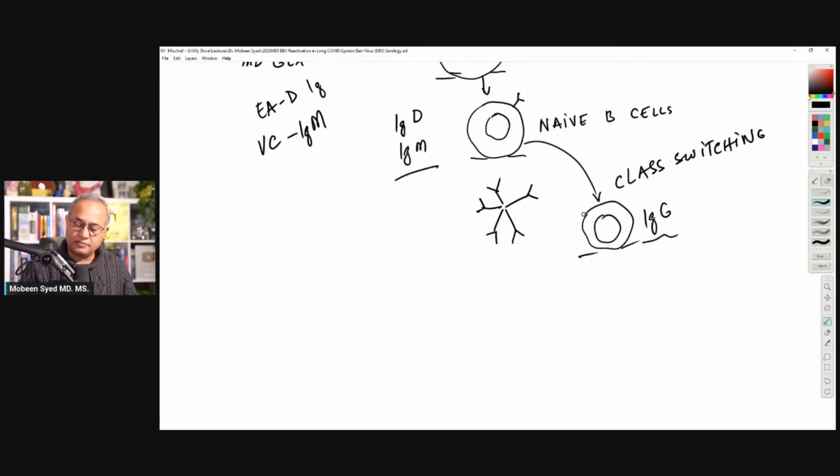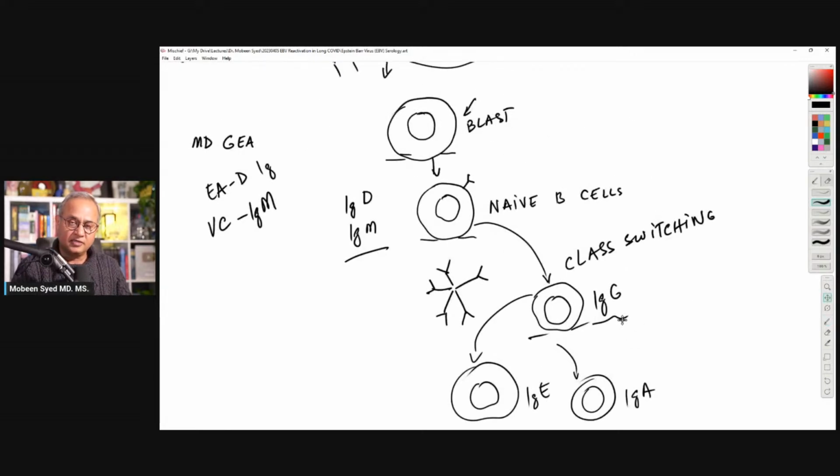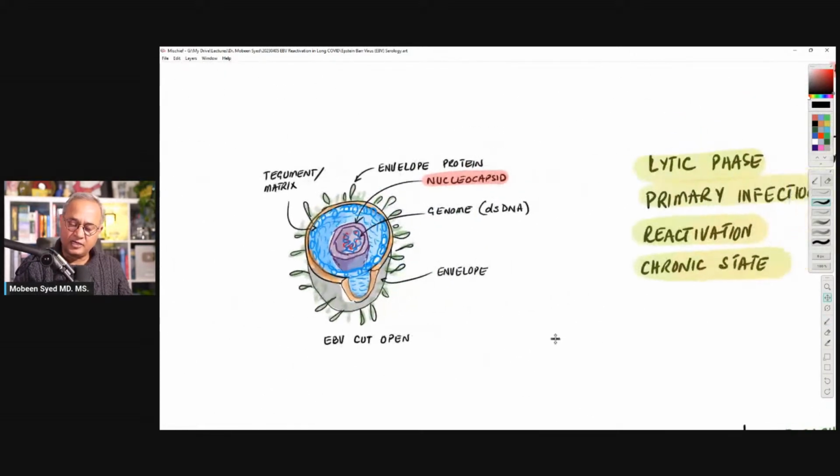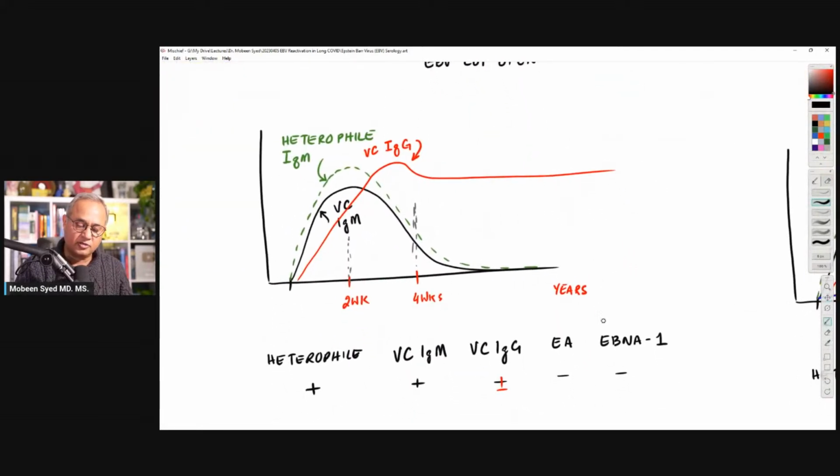Then some of these daughters would convert into making IgE. Some of them will make IgA. And that is really our body trying to protect multiple fronts of our tissues. So with this little background, if I now go back here to serology, let's look at the serology together.